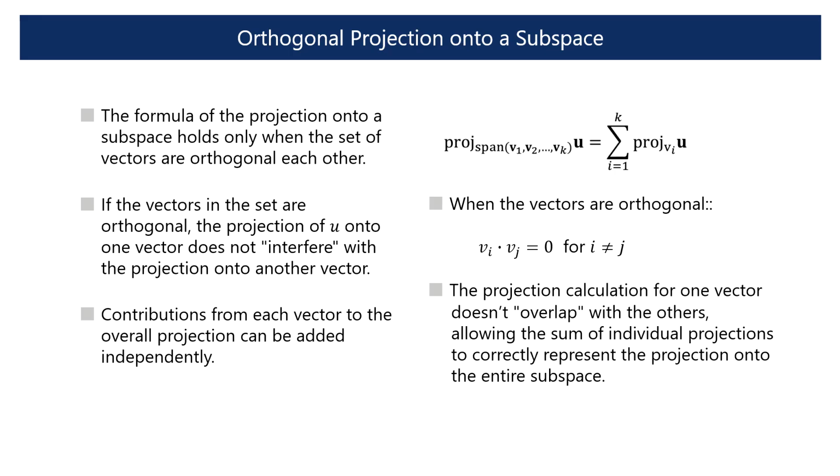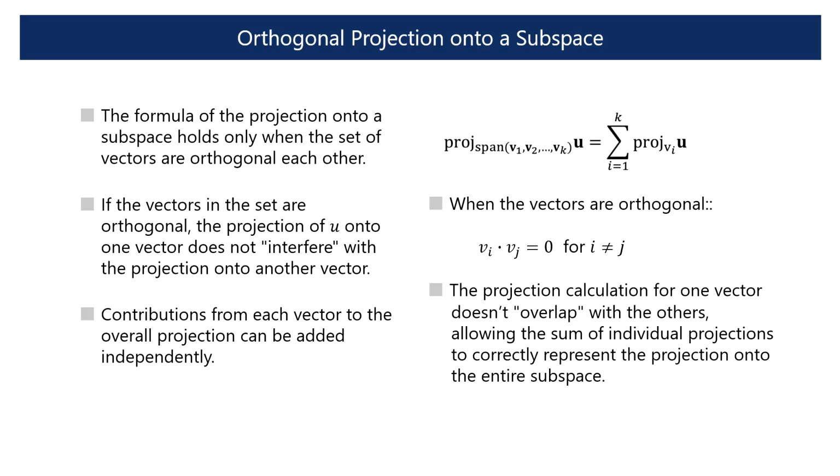The formula of the projection onto a subspace holds only when the set of vectors are orthogonal to each other. If the vectors in the set are orthogonal, the projection of u onto one vector does not interfere with the projection onto another vector. This means that the contributions from each vector to the overall projection can be added independently.